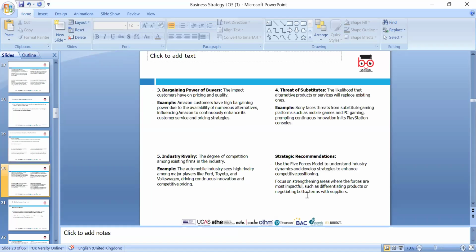That's we can look around. So bargaining power of buyers, the impact the customer has on pricing and quality, like Amazon, bargaining power due to the availability of numerous alternatives. Industry rivalry, we can look around how many companies are in these automobile industries, or we can look around technologies for Toyota and Volkswagen, driving continuous innovation. Threat of substitutes, of course, people substitute, like Sony gaming, substitute, different platforms online now, PlayStation. And strategic recommendation using the 5 Forces model, understand the industry dynamics, and then of course we can perform better.